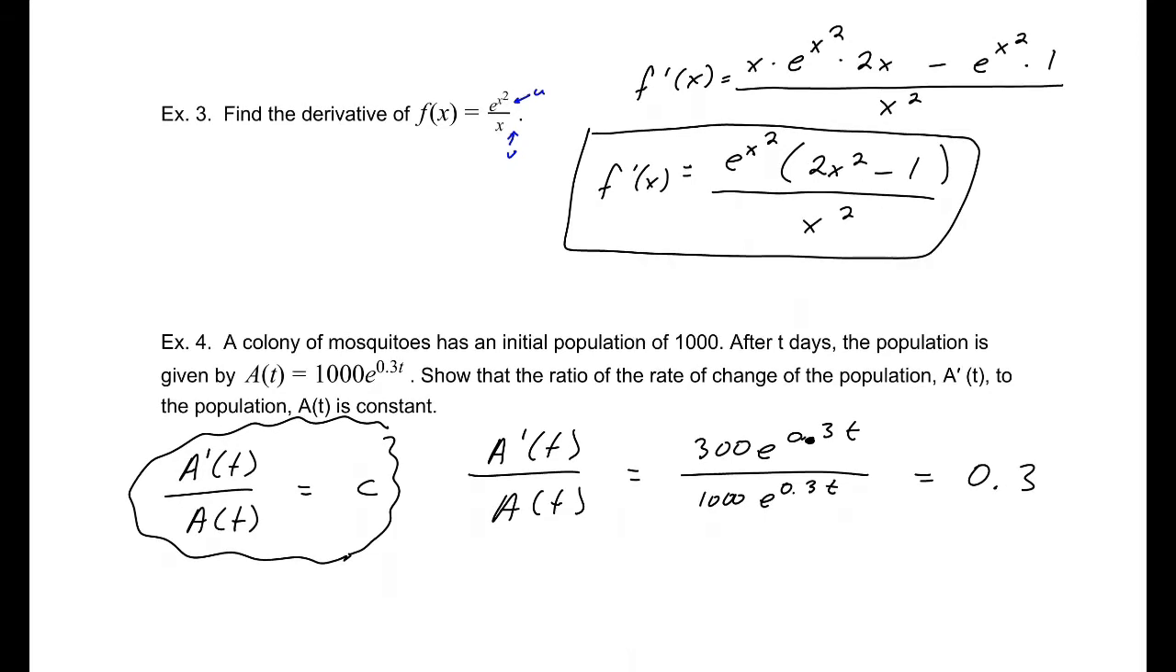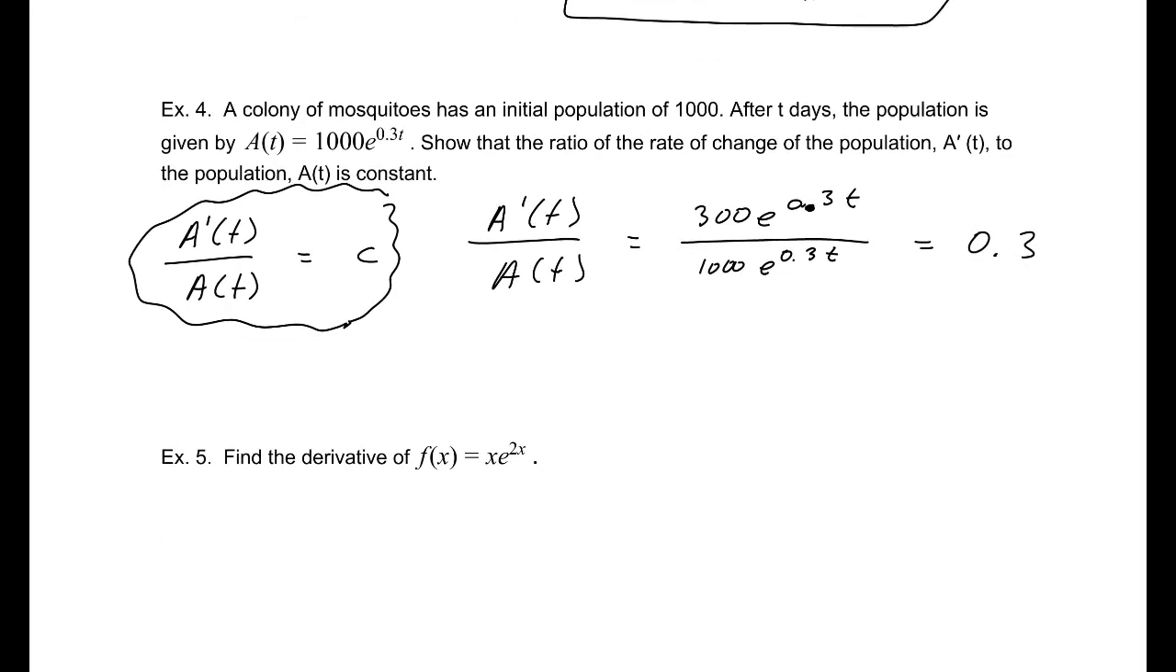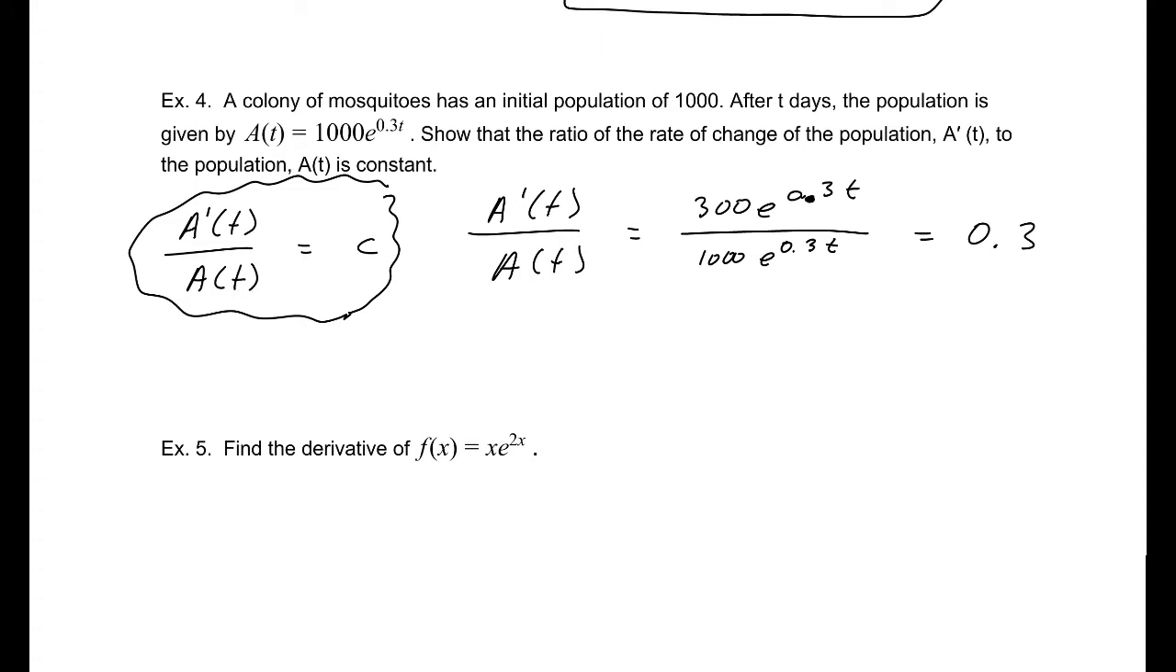Let's move on to number 5. The derivative of x times e to the 2x. So let's mark this up as our u and our v function. So for our derivative, we have the derivative of the first, which is 1 times the second, e to the 2x, plus the derivative of the second, which is 2e to the 2x times x.